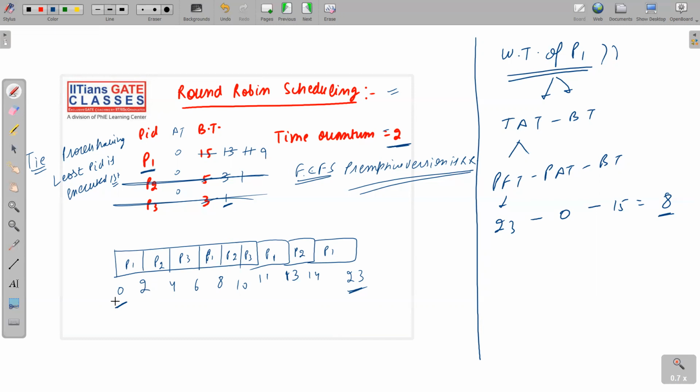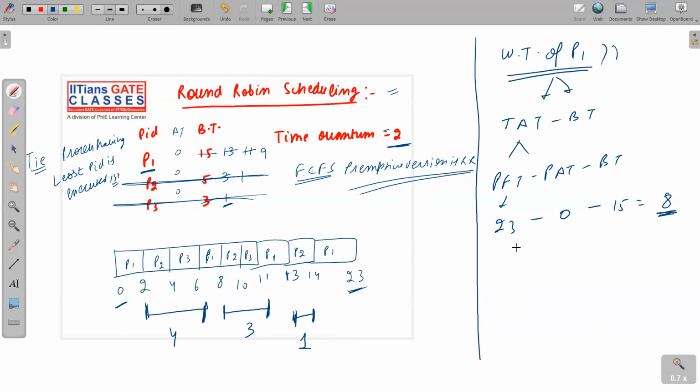Till time 2, P1 was executed. From 2 to 6, P1 was not executed, so 4 units of time it has waited. Till 8 it has been executed. From 8 till 11 it has waited, so 11 minus 8, that is 3. Now P1 was executed till 13. From 13 to 14 again P1 was not executed. So 4 plus 3 plus 1 is obviously 8. So 8 is the waiting time of P1. I hope I have made the point clear to everybody. Similarly, you can find the waiting time of any process.